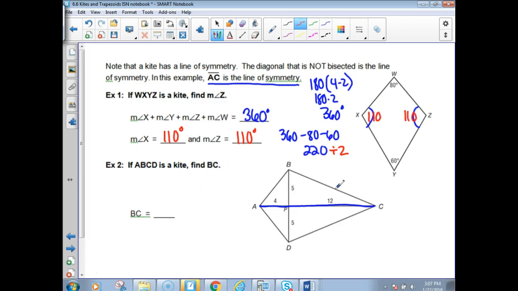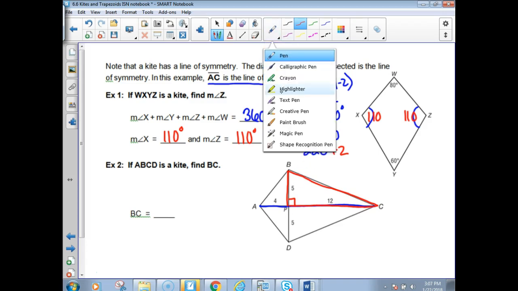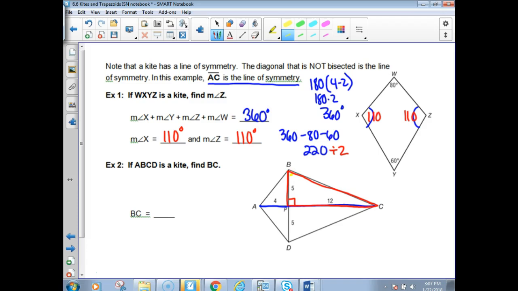If ABCD is a kite, find BC, it says. Well, we know the diagonals of a kite are perpendicular. We want to find B to C. So what I'm trying to hint at is to look at this triangle right here. If you like to use highlighters, I'm highlighting it. And that's what I'm going to be looking at, is that right triangle there.